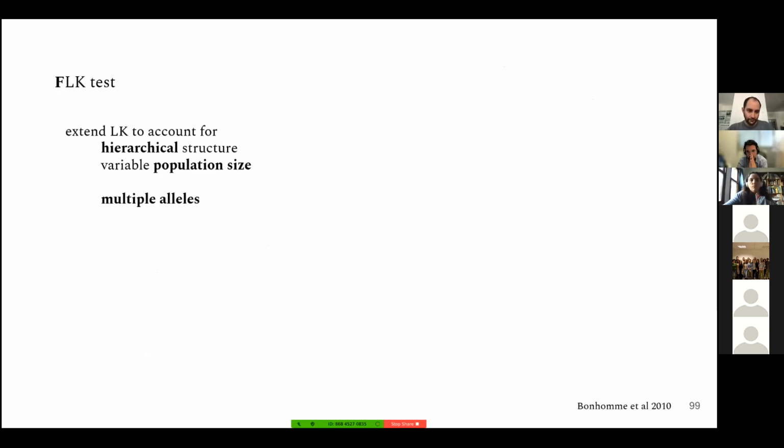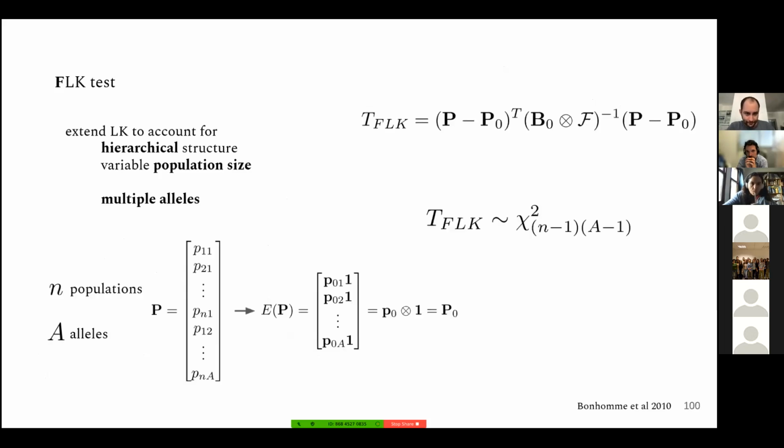Also, the FLK test can handle multiple alleles. The math here is a bit more complicated, but the concept is the same. When using multiple alleles, the FLK statistic follows a chi-square distribution with n-1 times A-1 degrees of freedom under the null, where A is the number of allele classes at the locus.